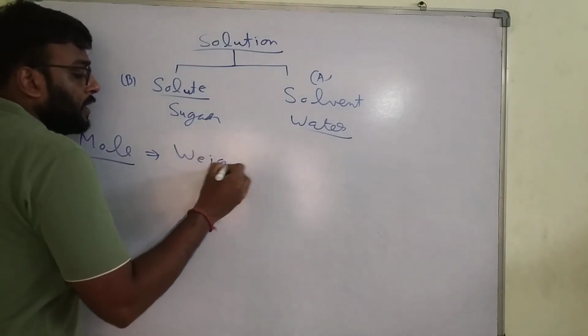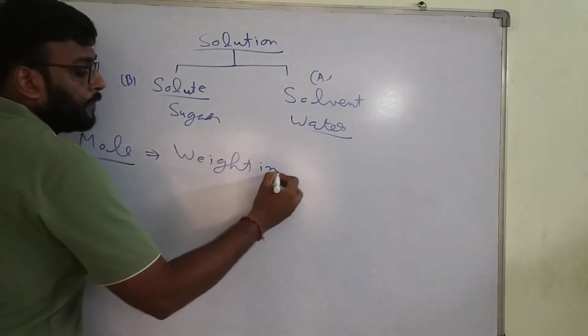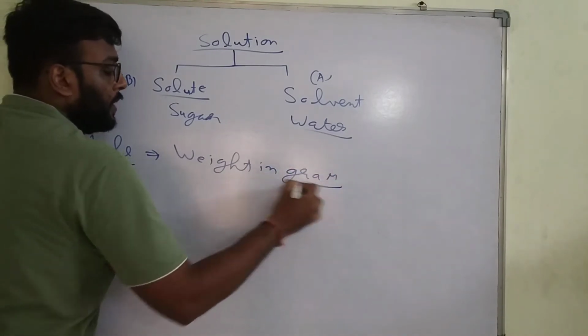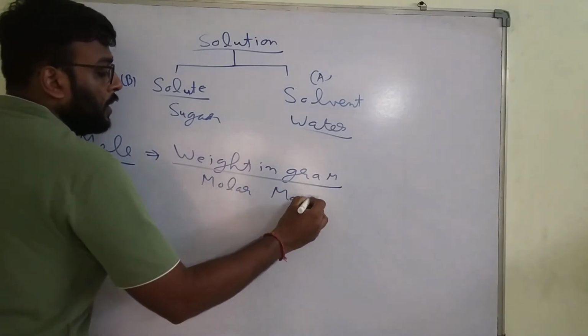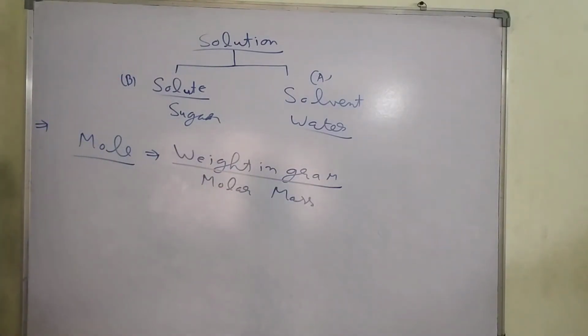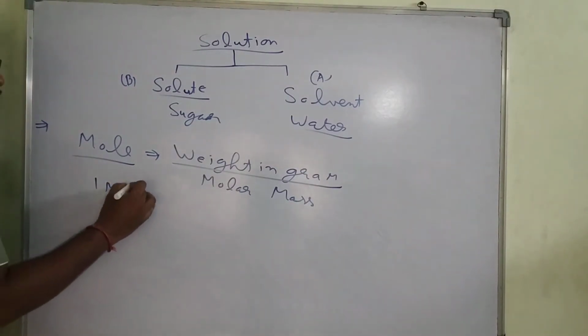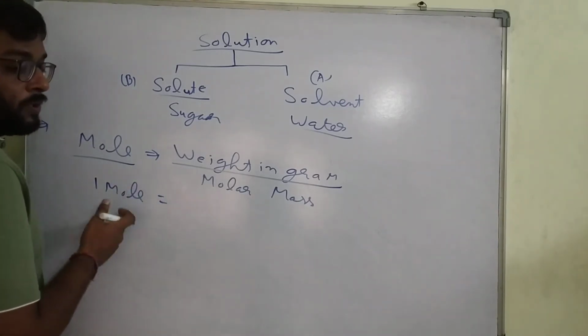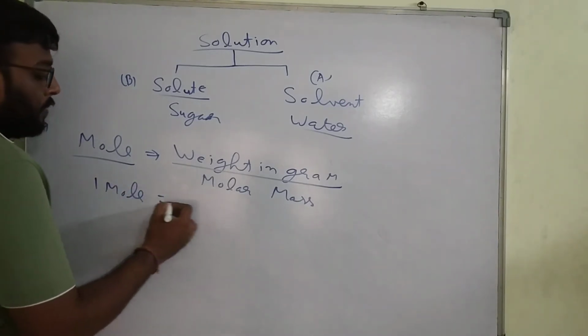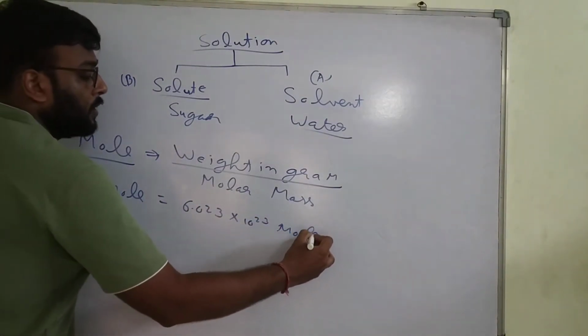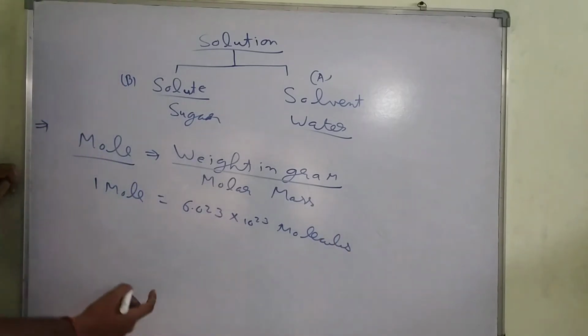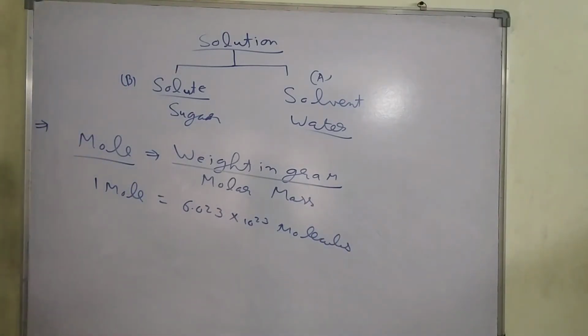In the lower standard, you have already studied weight in gram upon molecular mass, the molar mass, whatever you want to say. Number of moles equals weight in gram upon molecular mass. For the calculation, you know the basic terms. 1 mole equals 6.023 into 10 raised to power 23 molecules. As you have already studied, it can be molecules, atoms or ions depending on the case. 1 mole is always 6.023 into 10 raised to power 23 particles.